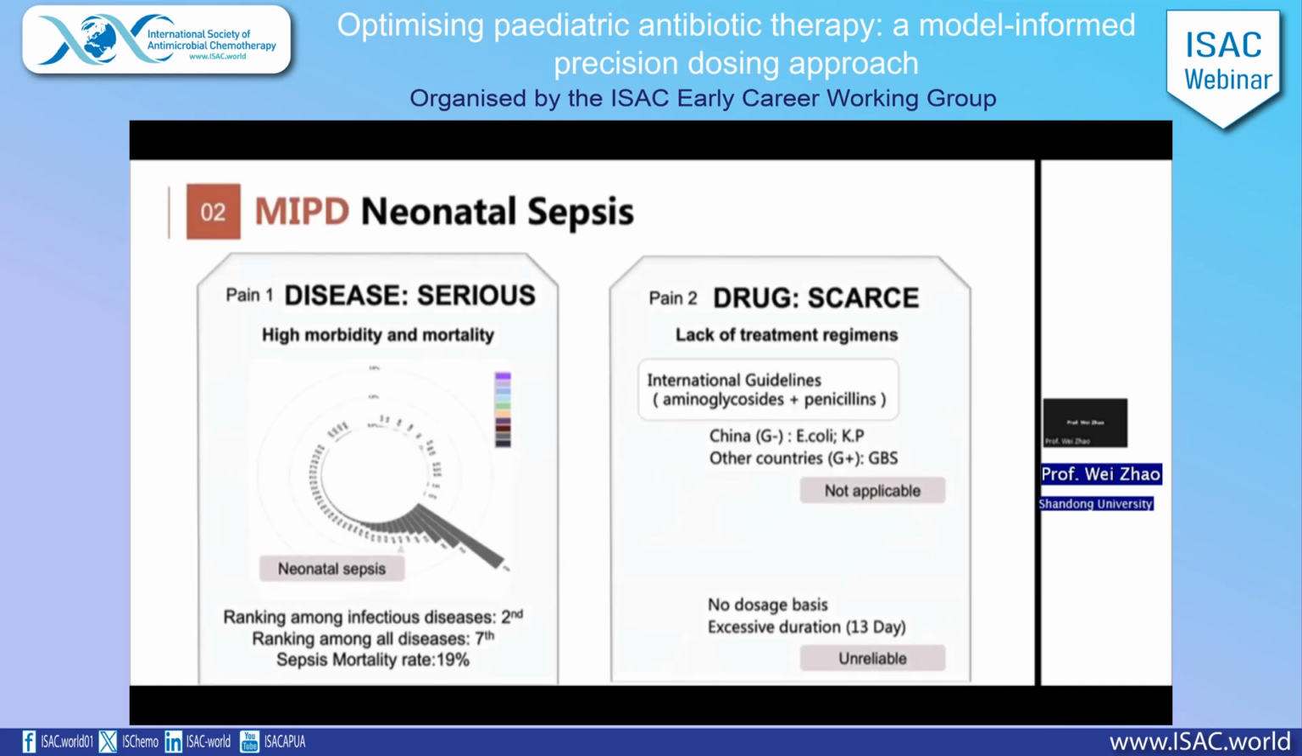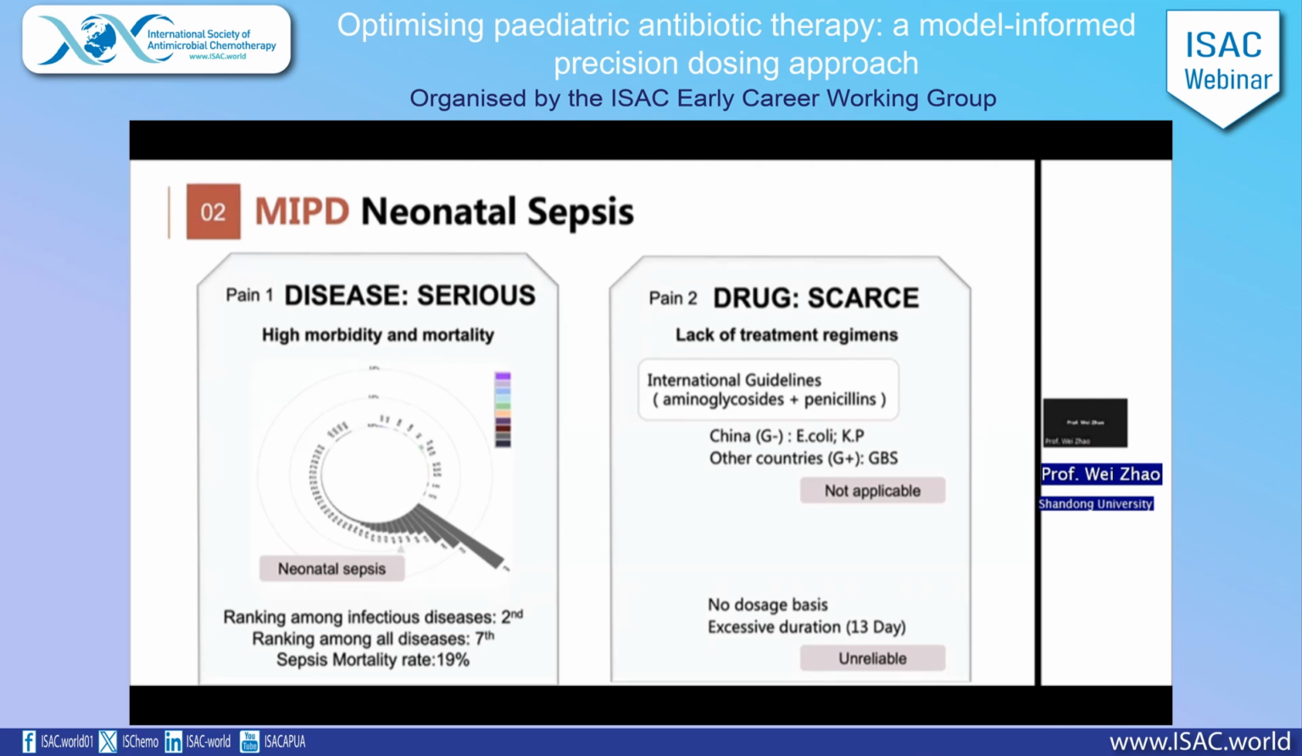And for neonatal sepsis, this is the biggest registered study we have so far in China. We include 40 million patients to have the characteristics for the different diseases. And neonatal sepsis ranks among the second infectious disease, and the mortality can reach 90%.